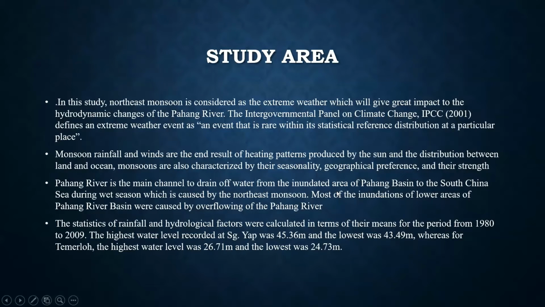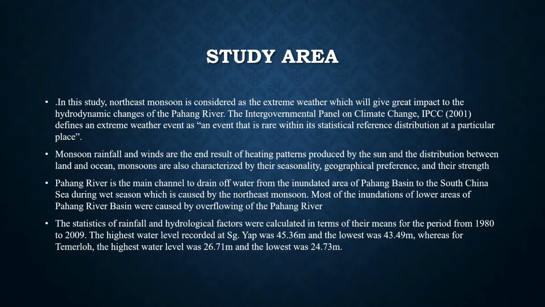Next is study area. Pahang River plays the role as a main drainage system to drain off the overflowing water resulting from the flooding event. It is the ultimate drainage system to drain the water from its upstream at Cameron Highlands into the South China Sea. Almost every year during wet season, especially November to December, extreme rainfall has caused overflowing of Pahang River. They have led to inundation of the lowland areas nearby.